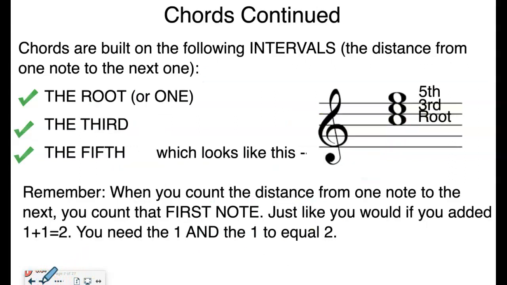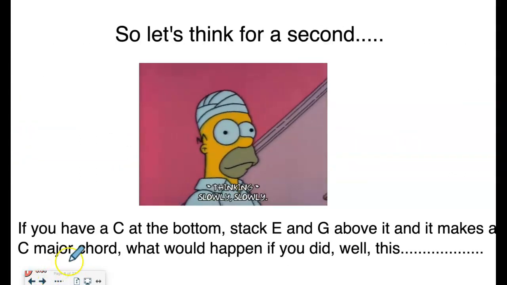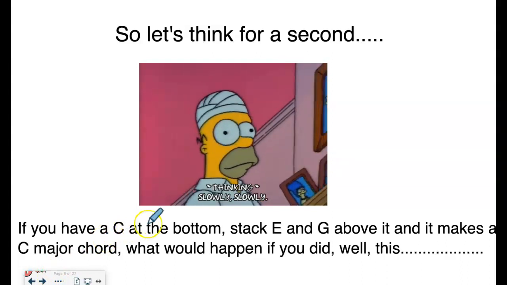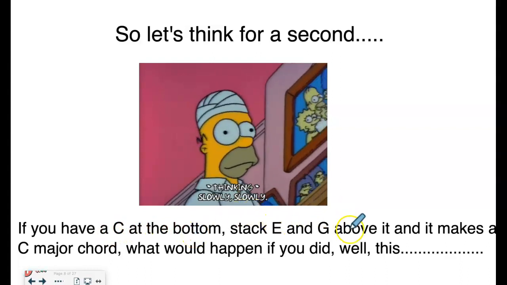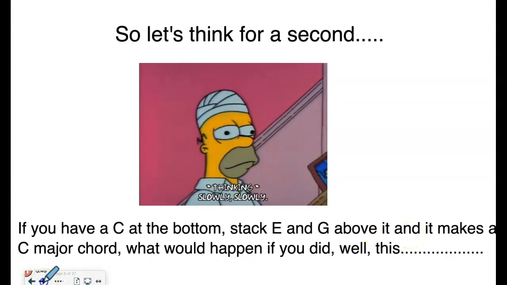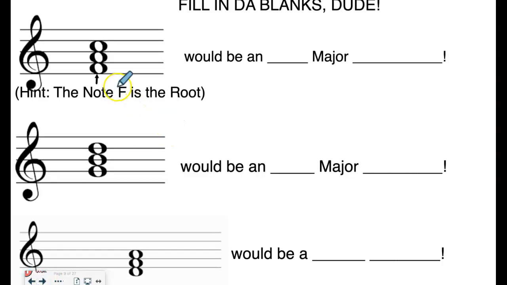Now that we got that out of the way, if you have a C at the bottom, you stack E and G above it, and it makes a C major chord. What if you did something like this? F is at the bottom, A is in the middle, sorry, and C is at the top. That would be an F major chord, right?